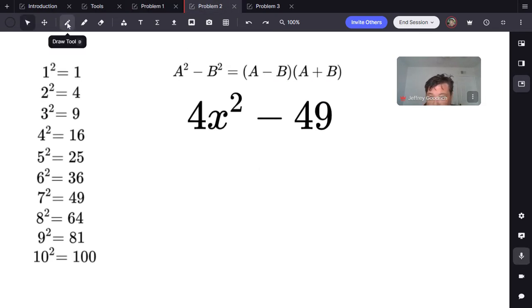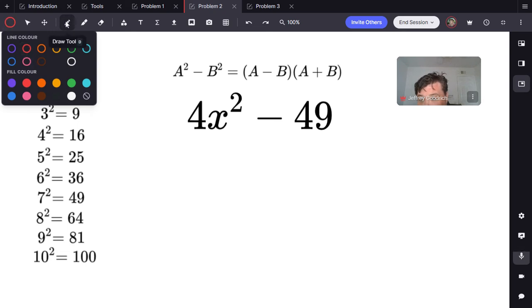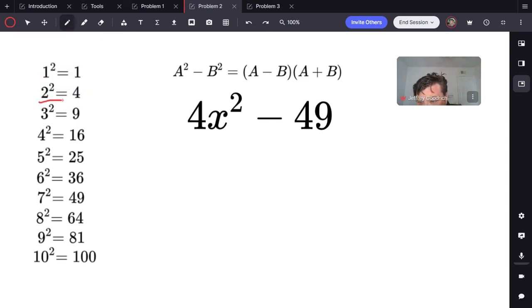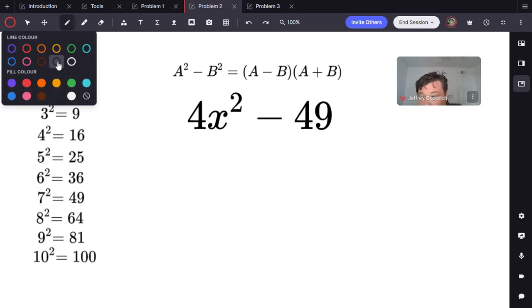All right, so problem number 2. Now we have 4x squared minus 49. Again, the same problem. It's not written as two different squares. Even the first term isn't written as a square because only the x is being squared. So we have to replace 4 as well. If we look on here, 4 is the same thing as just 2 squared. So now instead of 4, we're going to go ahead and put 2 squared.